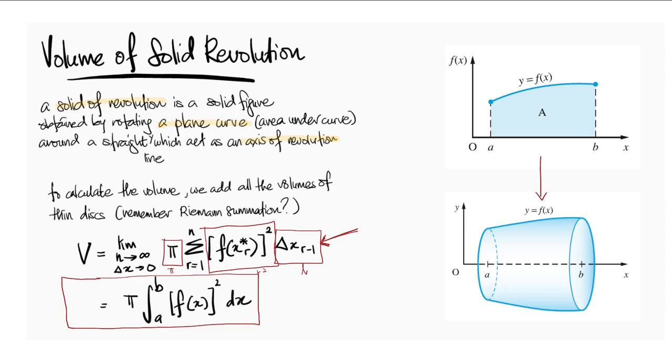The volume of any solid of revolution described by the function f(x), whatever that function may be, you can use this formula right here: pi times the integral of the function, whatever function that is, squared, dx, with respect to x.